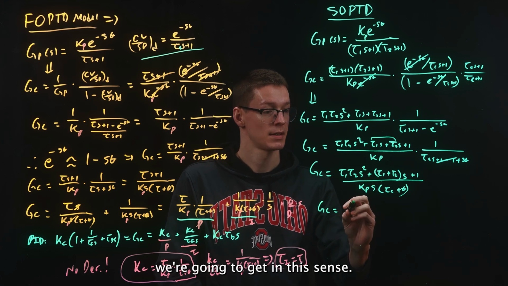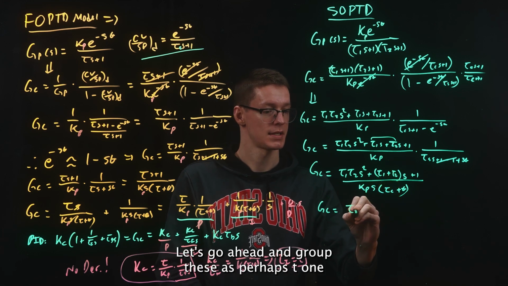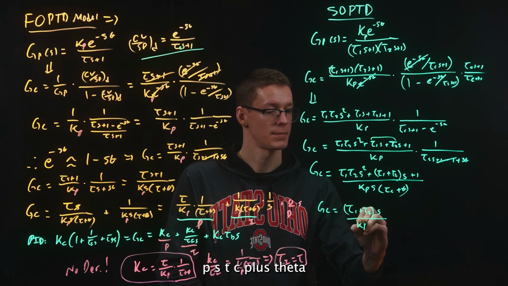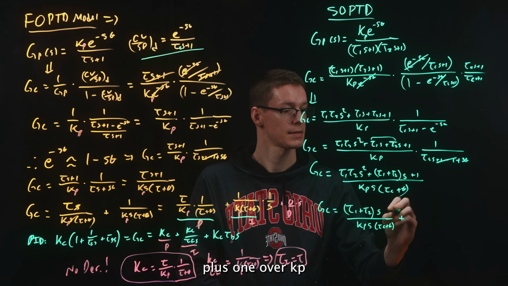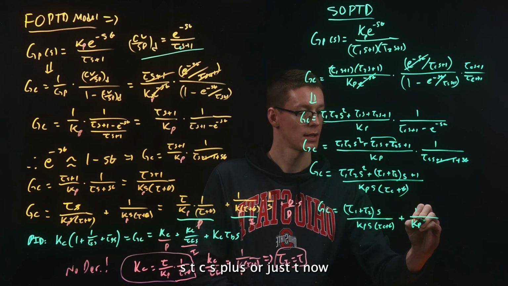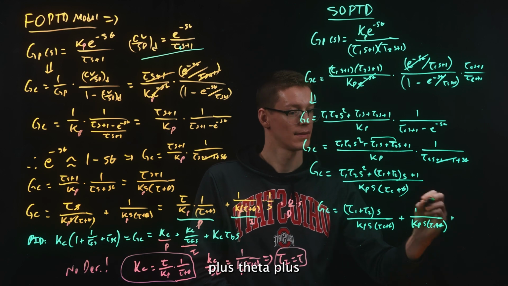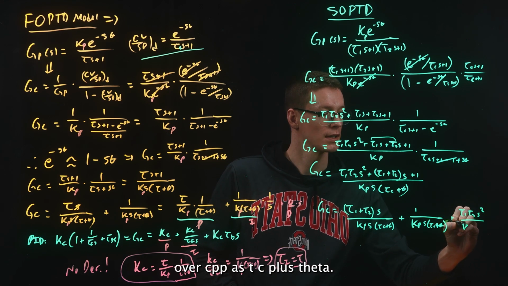And we're going to get, in this sense, let's go ahead and group these as perhaps T1 plus T2 times s over Kp s Tc plus theta, plus 1 over Kp s Tc, or just Tc now, plus theta, plus T1 T2 s squared over Kp s Tc plus theta.